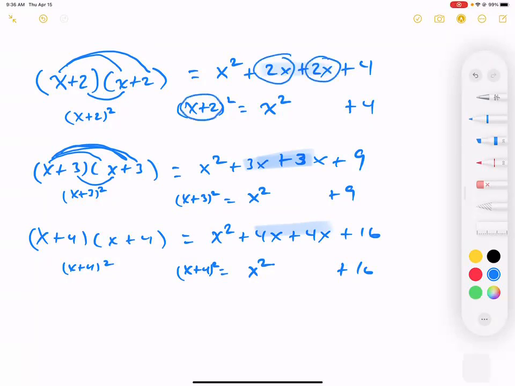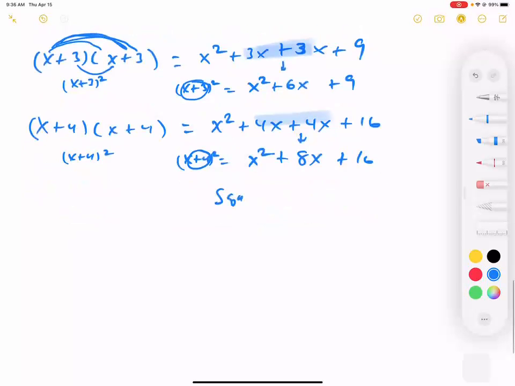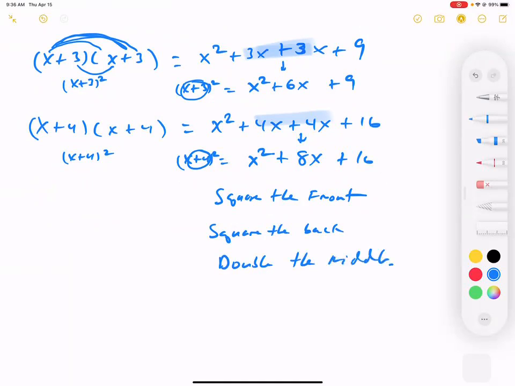So I want you to take a look at this. If I say 2x, are you guys okay with 2 times x is 2x? Let's double it. What is double 2x? That's 4x, positive 4x here. What's double 3x? 6x. What's double 4x? 8x. And the pattern is, if you have a square of a binomial, you square the front, you square the back, and you double the middle. Square the front, you square the back, and then we double the middle.